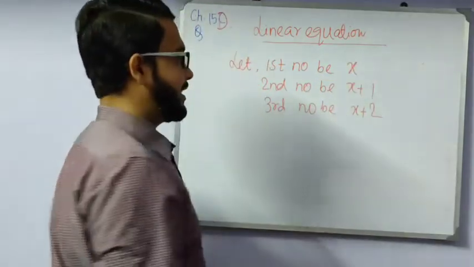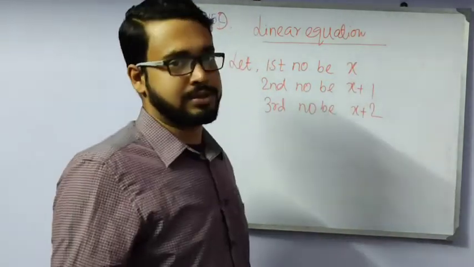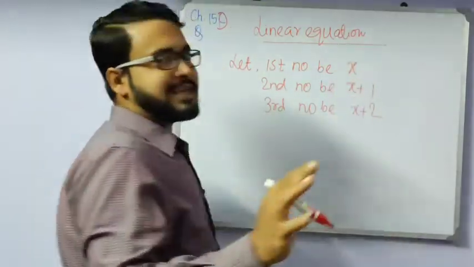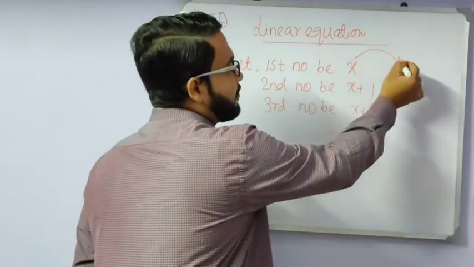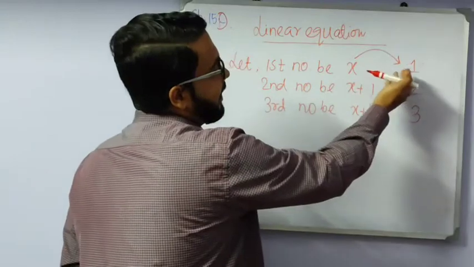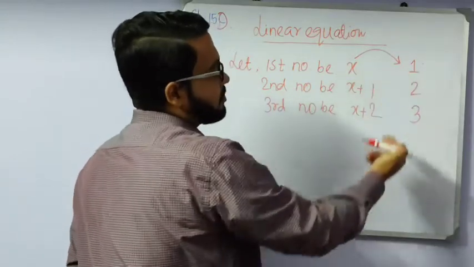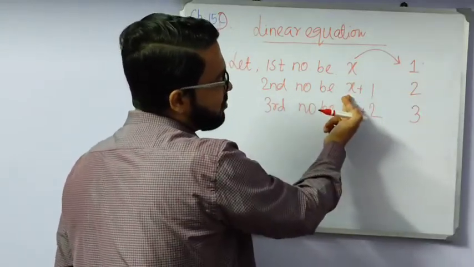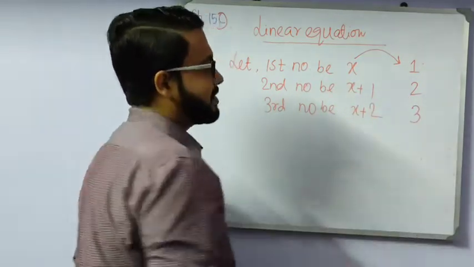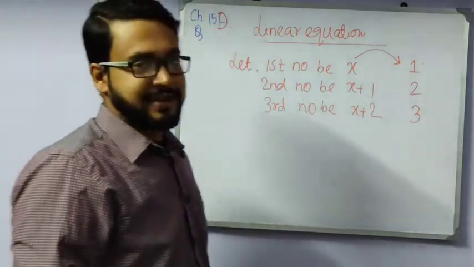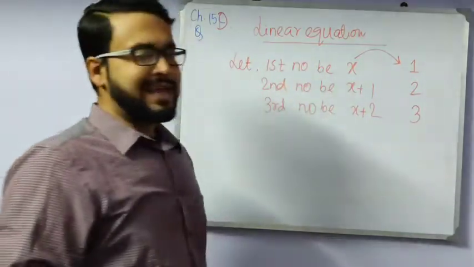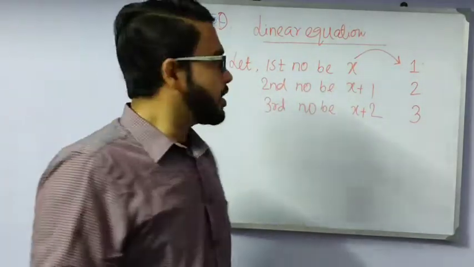Why are we writing this type of plus 1, plus 2? See x here, just assume the value of x is 1. Suppose we take these 3 numbers 1, 2, 3 and x is equal to 1. So 2 means, here put the value of x, 1 plus 1, that is 2. Here 1 plus 2, that is 3. So my conditions are satisfied. That's why the consecutive numbers are taken as x, x plus 1 and x plus 2.